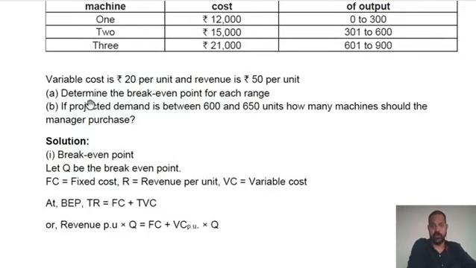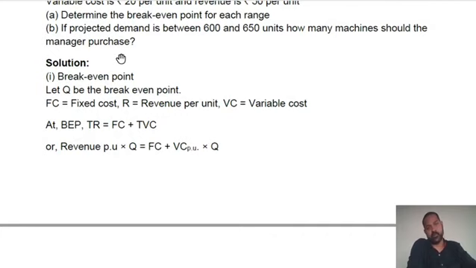What is question number 1? Determine the break-even point for each range. I have determined the break-even point for each range. Let's come to question number 2. If the projected demand is between 600 to 650, how many machines should the manager produce? You are saying your projected demand is between 600 to 650 units.